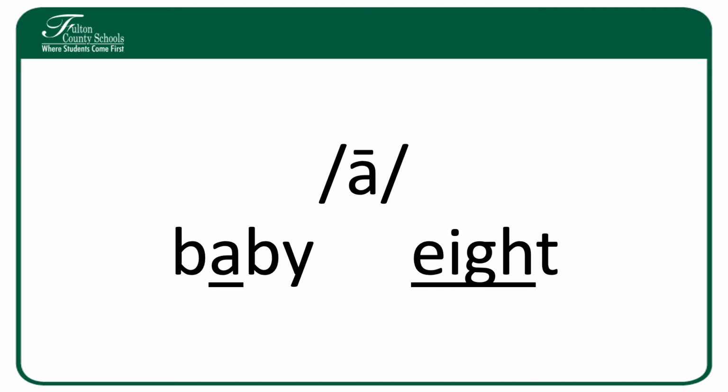In written English, each sound is spelled with a letter or letter combination. For example, the long vowel A sound in baby is represented by just one letter, the letter A, while the long vowel A sound in eight is represented by the letter combination E-I-G-H. The goal of systematic and explicit phonics instruction is to teach the phoneme-grapheme correspondences so that students begin to recognize whole words automatically.